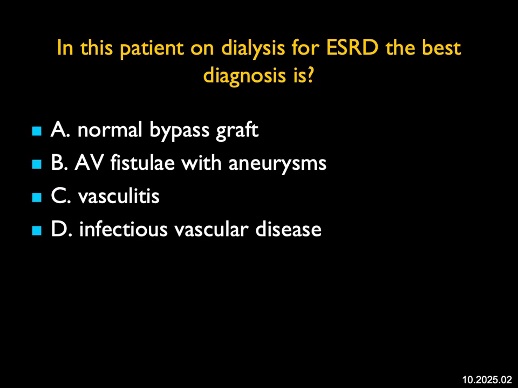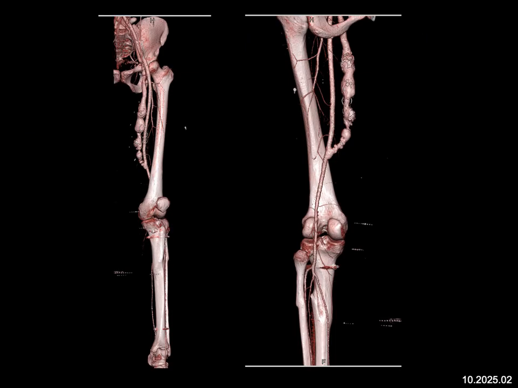In this patient on dialysis for end-stage renal disease, the best diagnosis is, well, what do I see here? I have two images which show the patient has an AV fistula for the patient's dialysis, and you see multiple lobulations of the graft. This is an unusual case of AV fistula created, but now has multiple saccular aneurysms. This is not the normal look of the bypass.